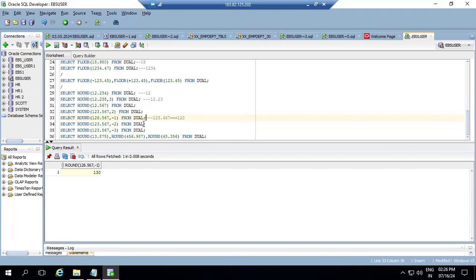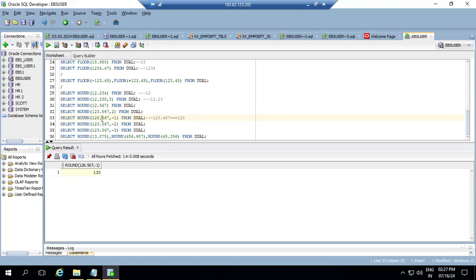Is it clear? Have you understood how this minus is working under the round here? Any doubts? So here you are having the value 123.467. When it is -1, it goes to the left side. The first digit on the left side is less than 5, so obviously it will be considered as 0, and whatever remaining numbers we have, it will take. So it is 120 over here.